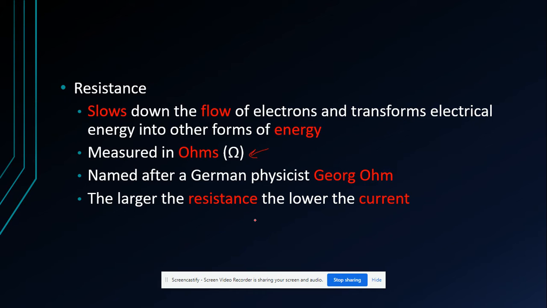And the larger the resistance, the lower the current. So the more resistance, the lower the current. Which makes sense. If we were in that brook and we piled a bunch of boulders in where we were watching, we would lower the amount of water that could go through.